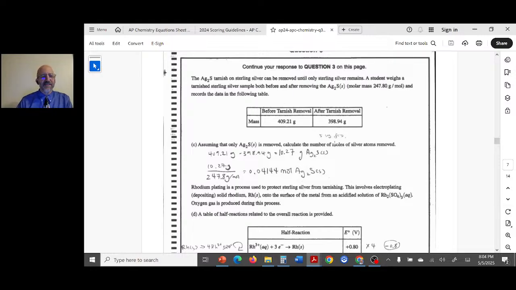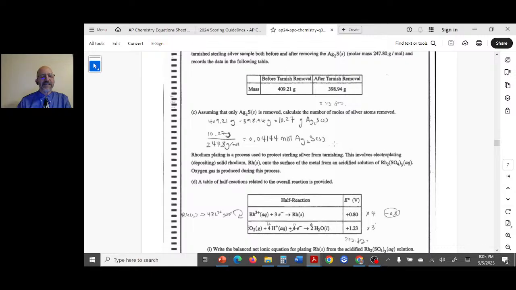Difference in mass, yes. Converted grams to moles, didn't read carefully. Did they actually go all the way to moles of silver? No. So my commentary for part C says, the first point was earned for correctly determining the mass of Ag2S, but the second point was not earned because the stoichiometric ratio is not applied to calculate the moles of Ag.